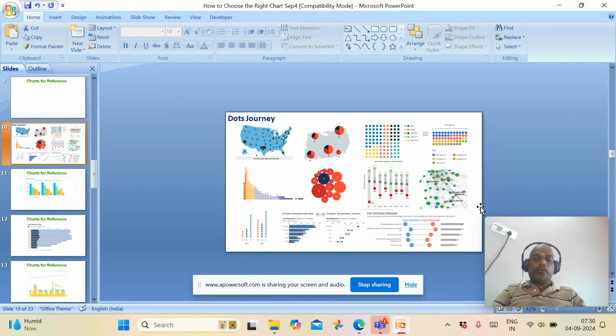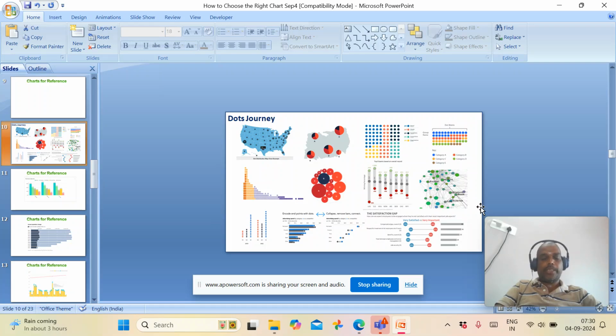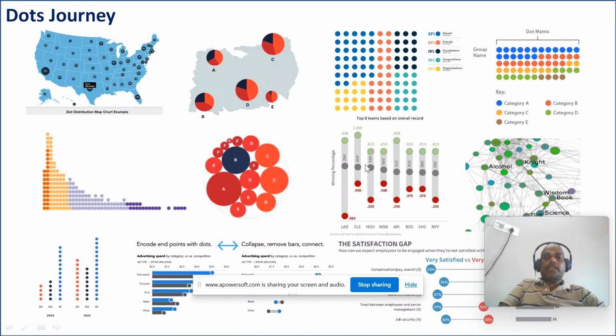Today we'll continue the chart selections, how we can effectively make use of the charts, what the categories of charts are, and what kind of data we are dealing with, either discrete data or continuous data or a combination of charts. So this is the dot journey.